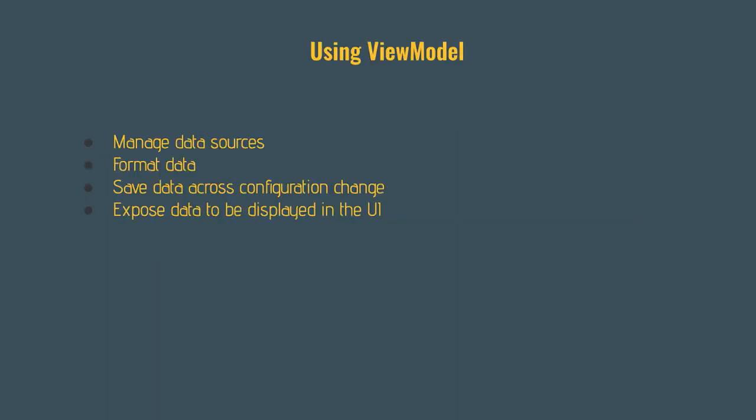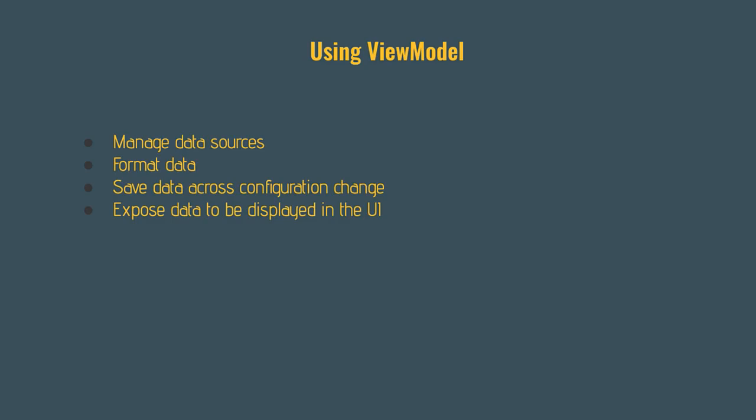So with the ViewModel, we can do a number of things. We can use it to manage our data sources. It might have multiple repositories and it pulls data in from all of them, combines them all together, and then it might format that data. So it might take in a date timestamp and turn that into a displayable date. It might build up an icon URL based on some type of code or convention in the API.